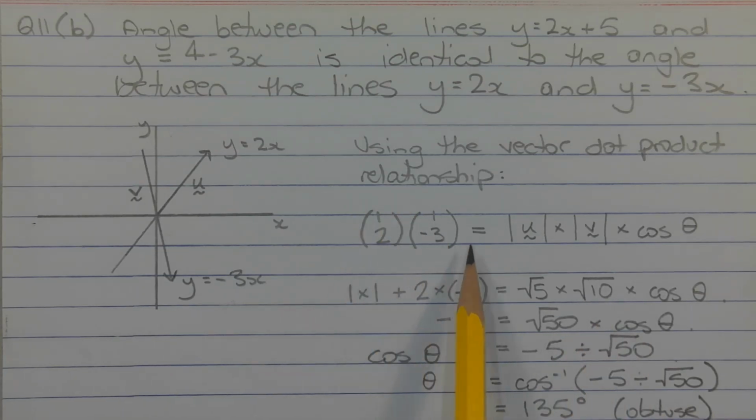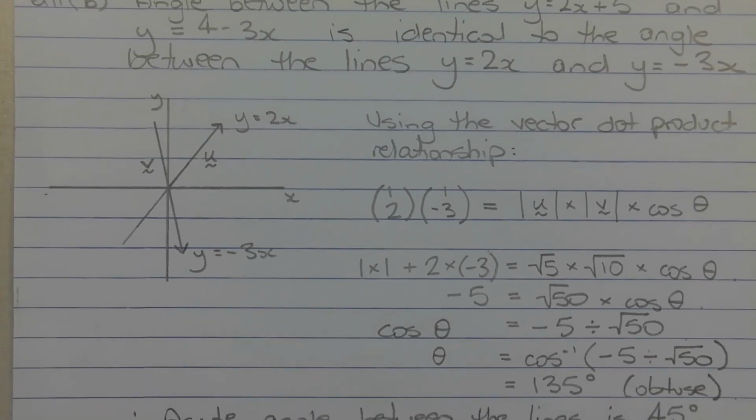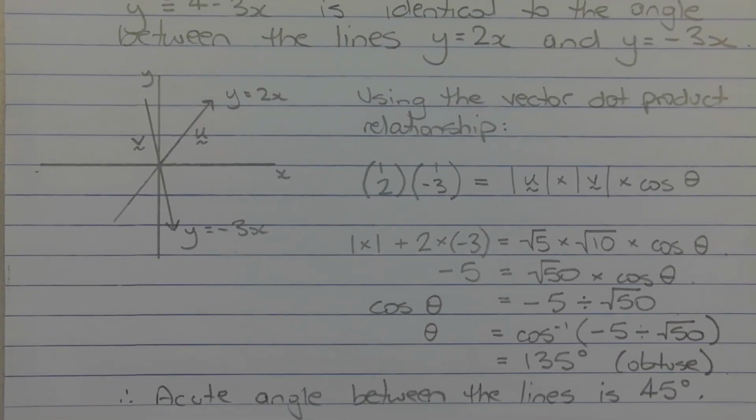And multiplying the left-hand side using component multiplication, we have 1 times 1 plus 2 times -3, which gives us -5. So the dot product equation becomes -5 is equal to the square root of 50 times cos theta. Making cos theta the subject, we get cos theta is equal to -5 divided by root 50. And taking the inverse cos of both sides to make theta the subject, we get theta is equal to inverse cos of -5 divided by root 50, which equals 135 degrees, which is obtuse.